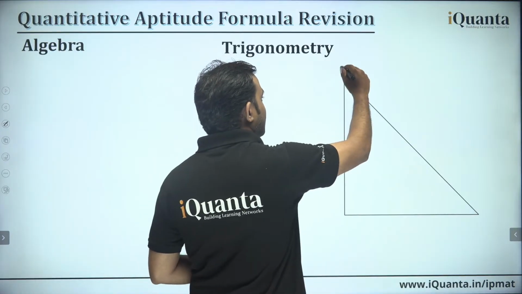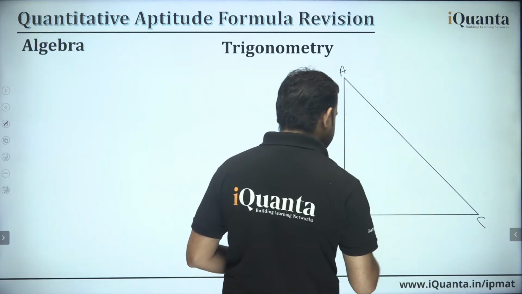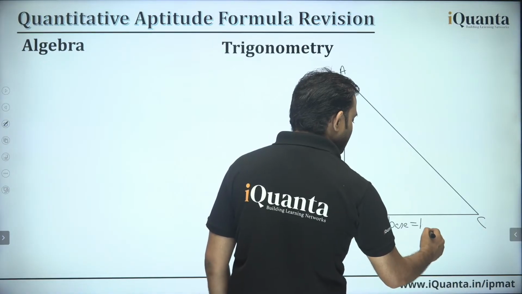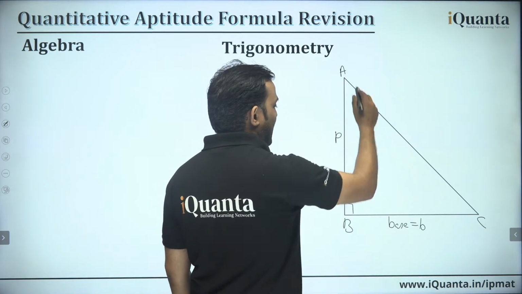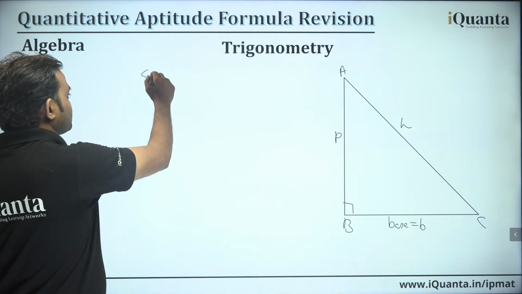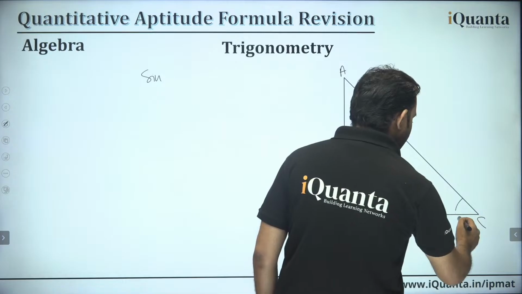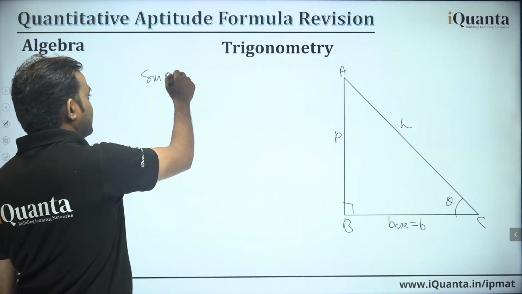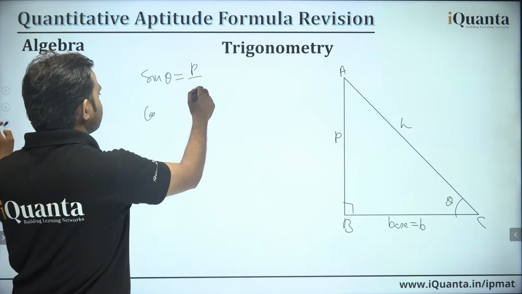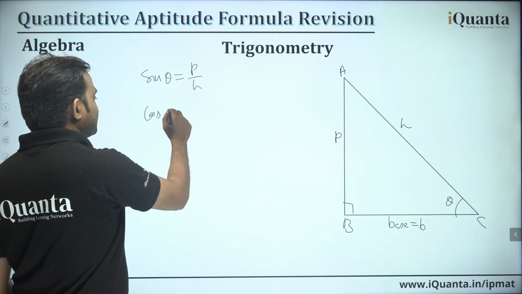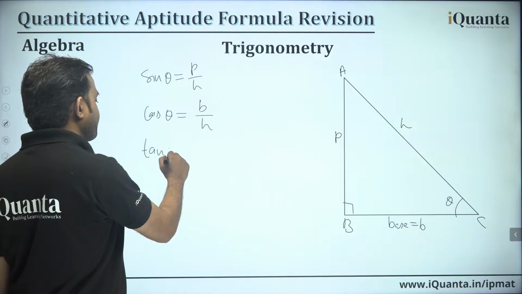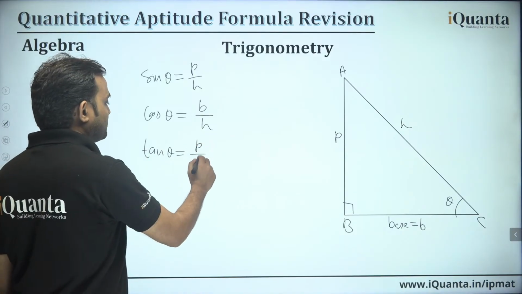So let's say this is a triangle ABC, where angle B is 90 degree. We say BC as base B, AB as perpendicular P, and AC as hypotenuse H. Then what do we know about the trigonometrical functions? If this angle is theta, then sin theta is equal to perpendicular upon hypotenuse. Cos theta will be equal to base upon hypotenuse, means B by H. And tan theta will be equal to perpendicular upon base.